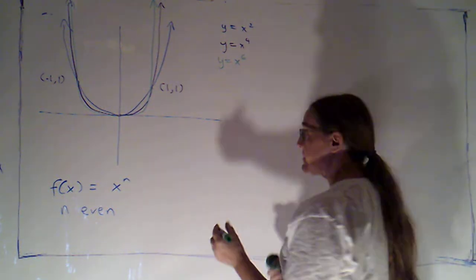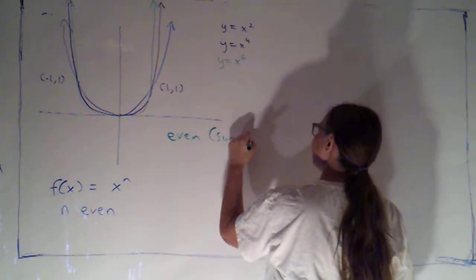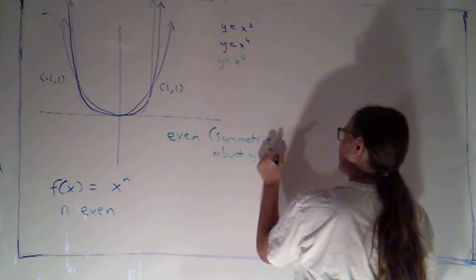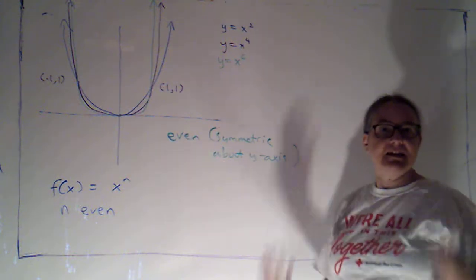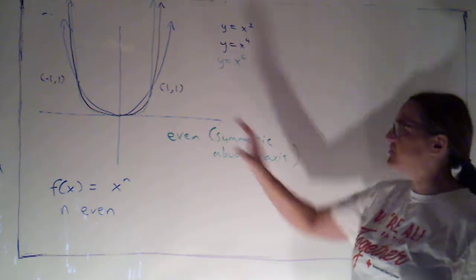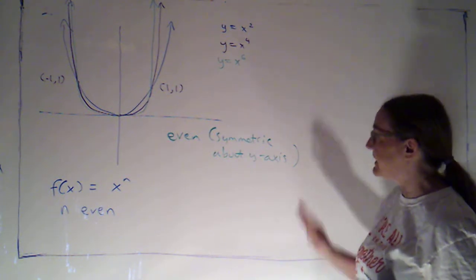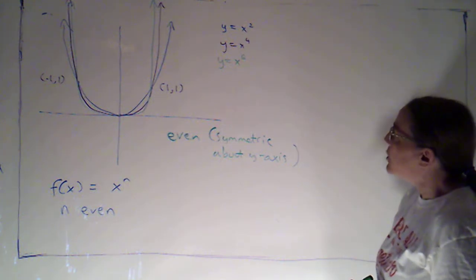All right, so what can we say about functions that look like this? Well, first of all, they are even. So they are symmetric about the y-axis. In fact, I often remember the name even by saying an even function is just one that has the same sort of symmetry as an even power, like so.